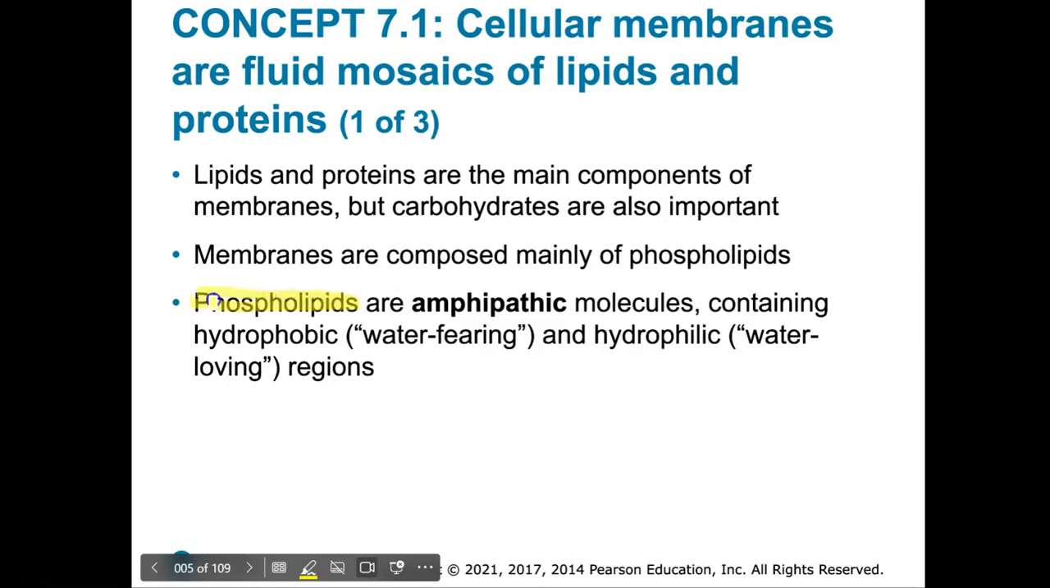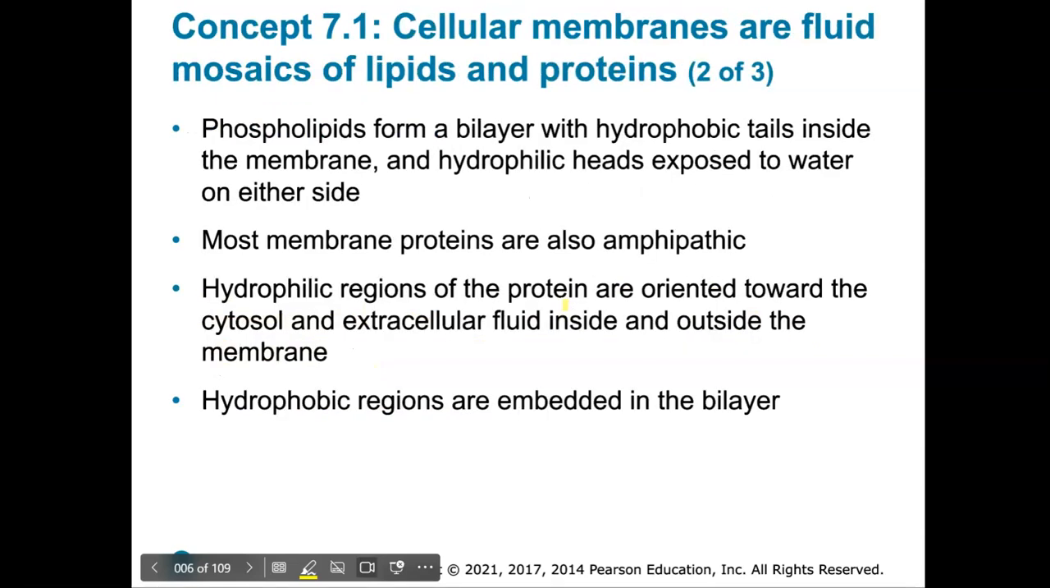And phospholipids have an end of that molecule that is insoluble in water, or hydrophobic, and then an end that is soluble in water, or hydrophilic. So we say that phospholipids are amphipathic because they have a hydrophobic end and a hydrophilic end. So phospholipids are amphipathic.